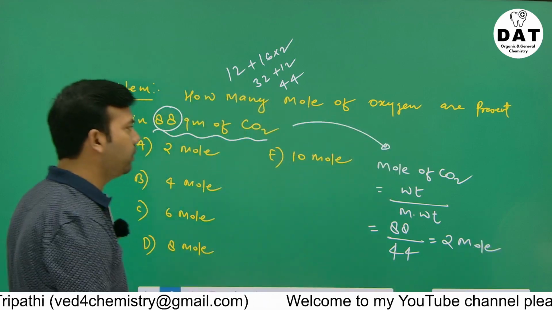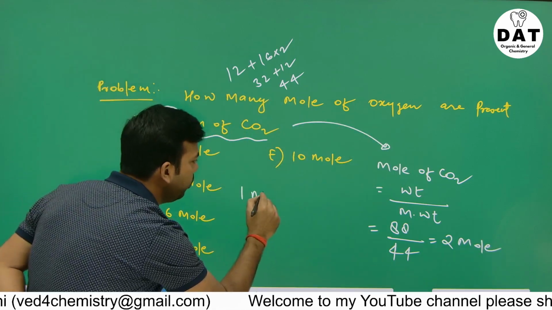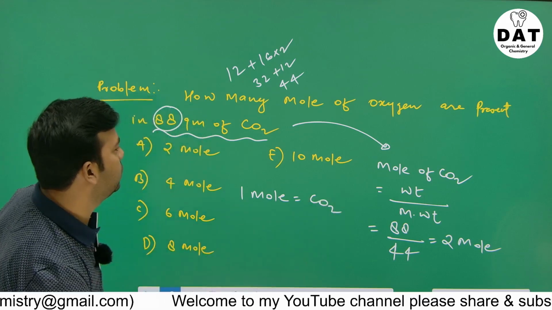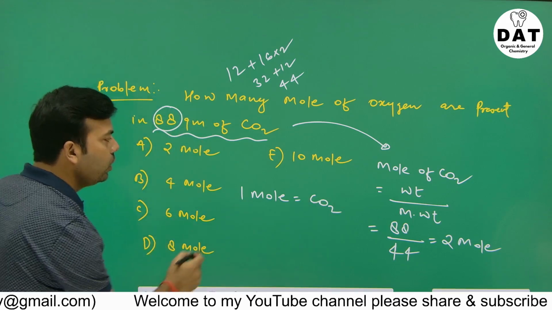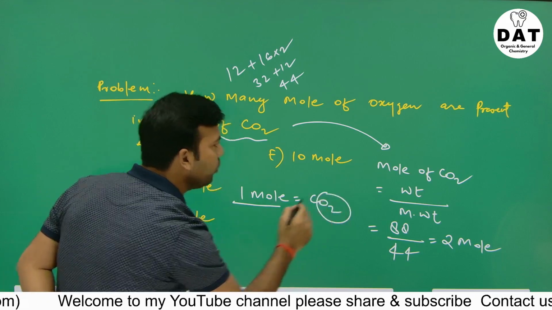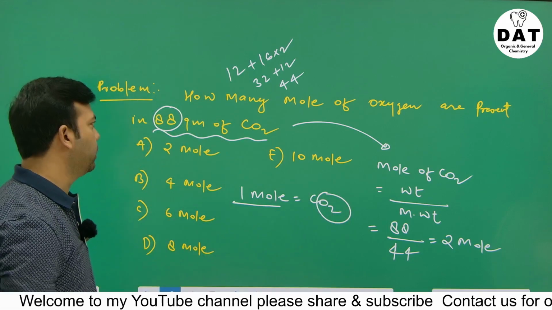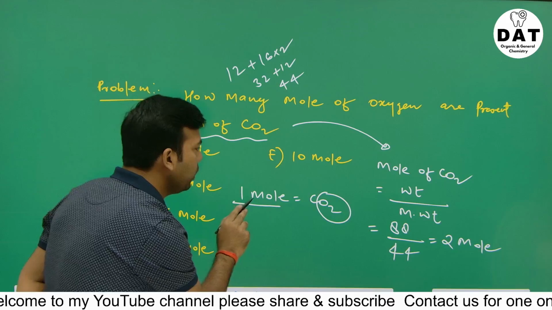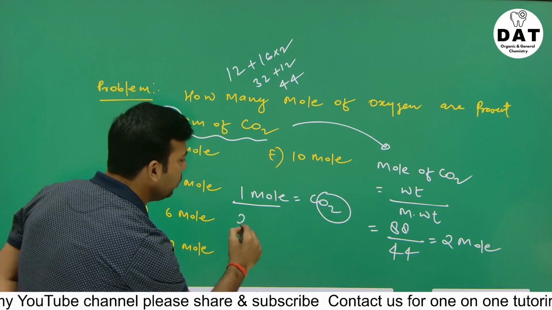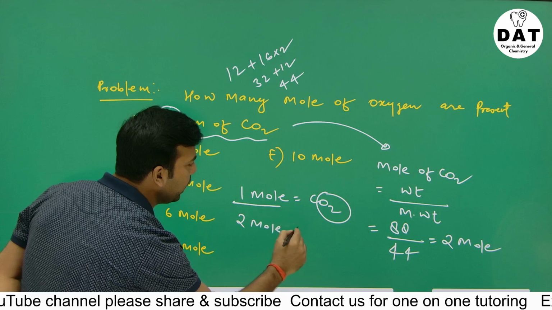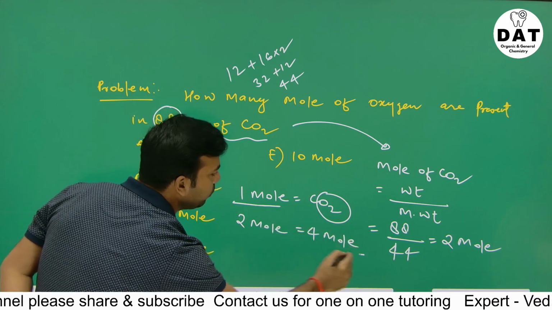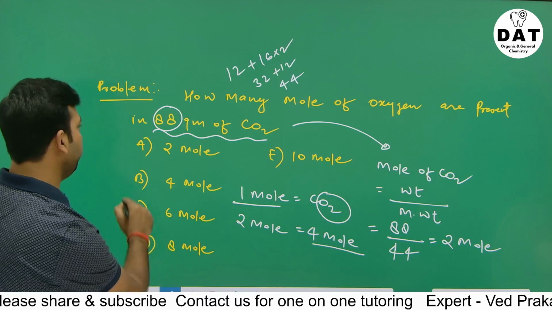So look here. 1 mole of CO2, oh, it is talking about oxygen. So look, 1 mole has 2 moles of oxygen. Again, listen to me. 1 mole has 2 moles of oxygen. So how many moles of oxygen in 2 moles? Easy, just multiply. 2 into 2, 4 moles. The answer will be 4 moles. Simple.